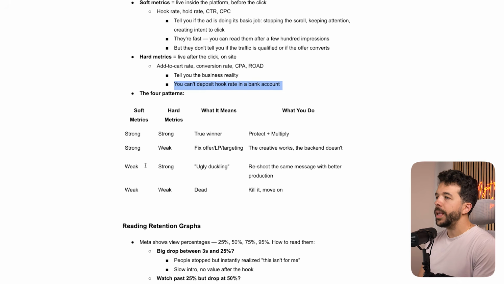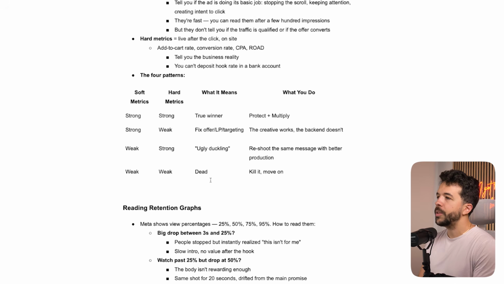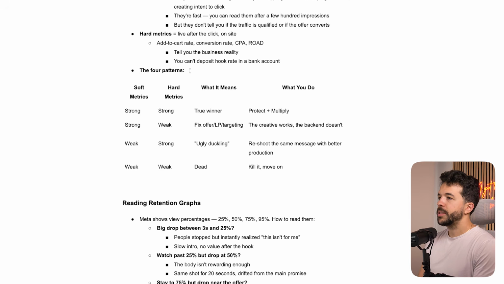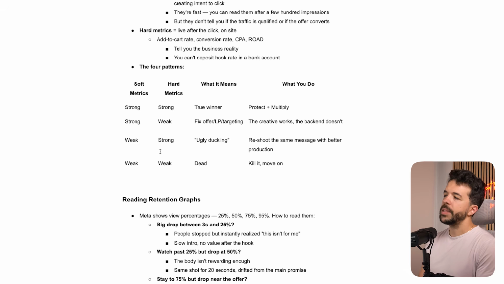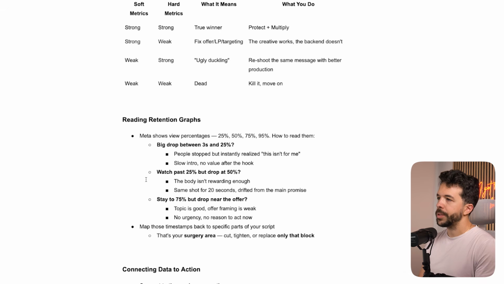If we have weak soft metrics but strong hard metrics, this is what we call the ugly duckling. And what you do with it is reshoot the same message with better production. As simple as that. Then you have weak soft and weak hard metrics. What it means is that it's a dead ad, and you want to kill it and move on. You don't want to spend too much time working on something similar that doesn't really show any signs of growth and return.